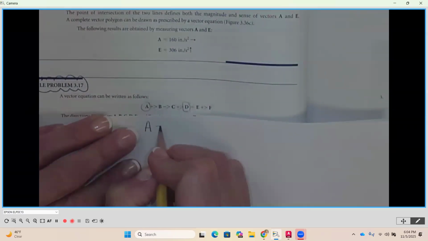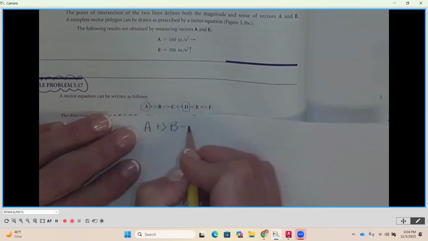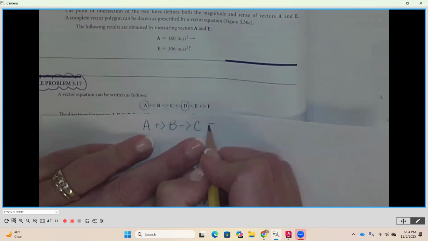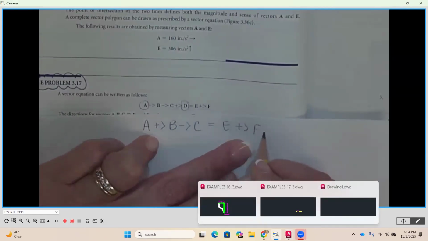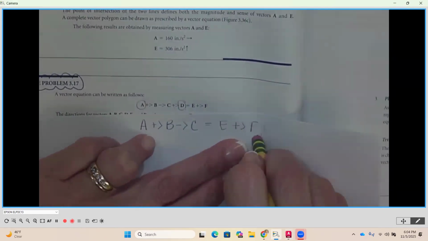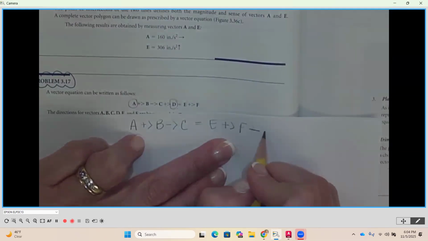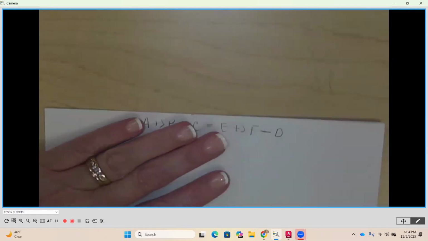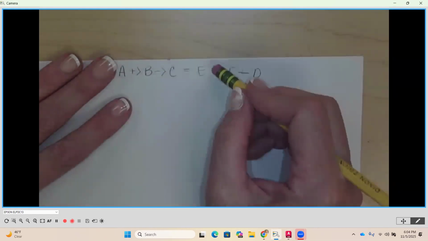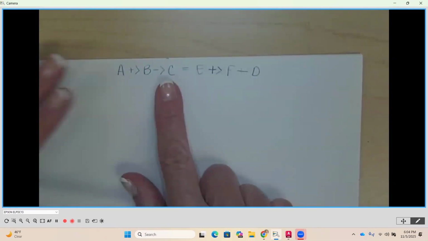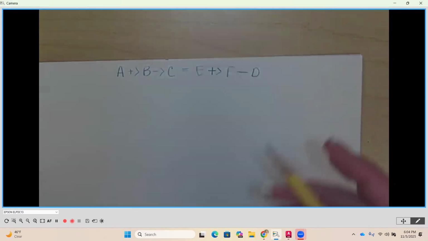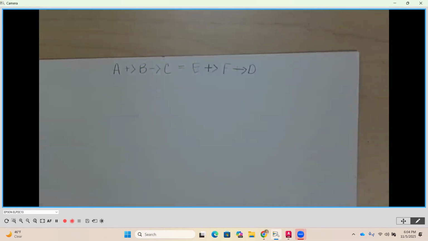So we're going to have A plus B minus C is going to be equal to E plus F, and then, I'm sorry, minus D. I'm going to get my book out of the way here now. Okay, so what we did is we just moved D to the other side. Since it was positive on the left, it became negative on the right. Okay, and I have my arrows on each one of these because these are vector equations.